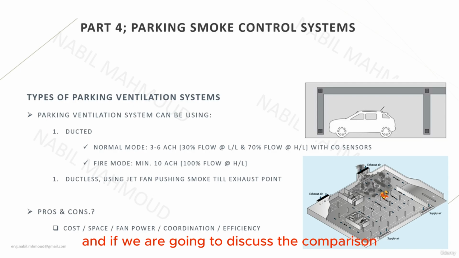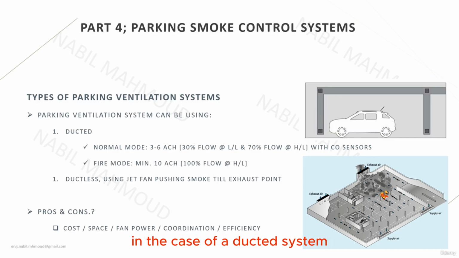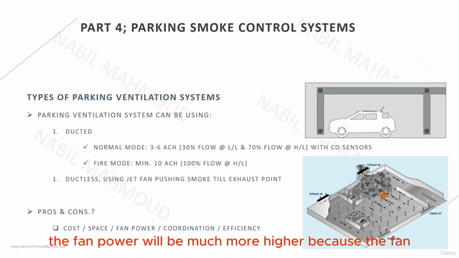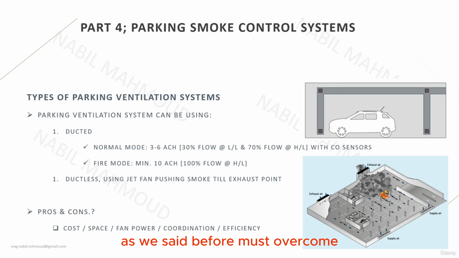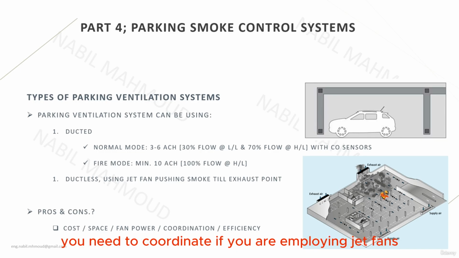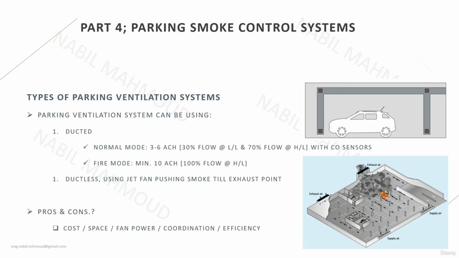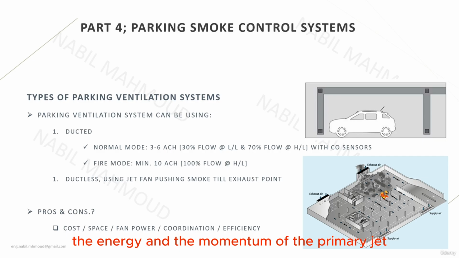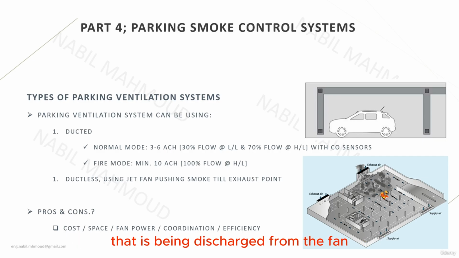And if we are going to discuss the comparison from a fan power point of view, you need to understand that, of course, in the case of a ducted system, the fan power will be much higher because the fan, as we said before, must overcome the pressure loss from the air being pushed inside the air ducting network. And from a coordination point of view, the jet fans also win because they do not require a lot of space coordination. However, if you are employing jet fans, you need to coordinate that there are no obstructions mounted in front of the fan, because these obstructions waste the energy and the momentum of the primary jet that is being discharged from the fan.